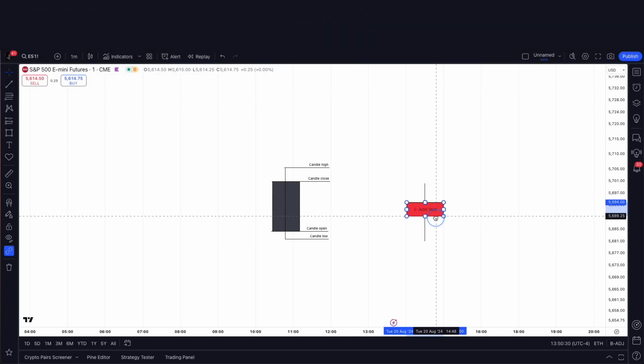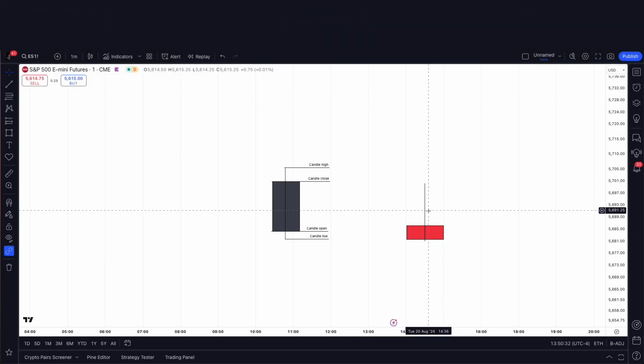The same of course accounts for a bearish hammer. If it's bullish but it manages to reject and close like this, once again with a little wick, you can expect price to continue trading down.